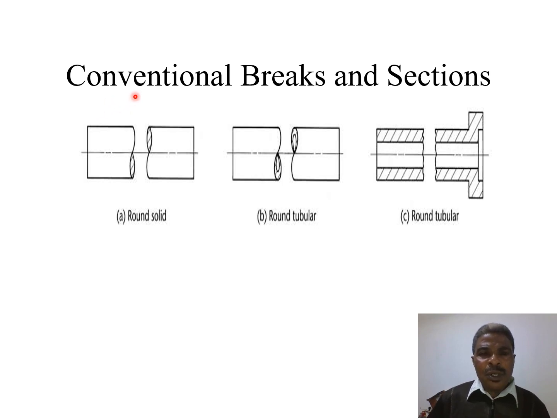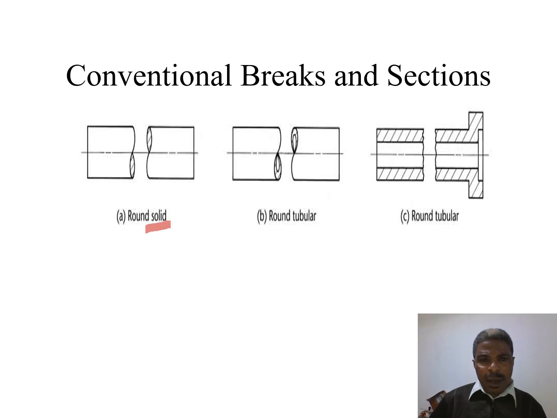We need to talk also about conventional breaks and sections. Conventional breaks and sections. So conventional breaks for round solid material. The taller material would look like this. If you happen to break at the middle, if the material is very long, you would need to indicate it in full. So if you want to break round solid material, for solid material, what do we do?